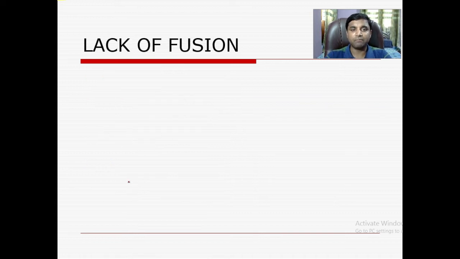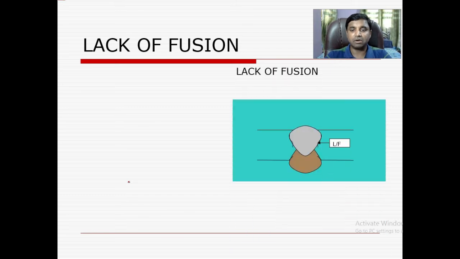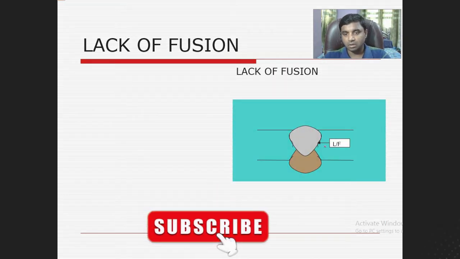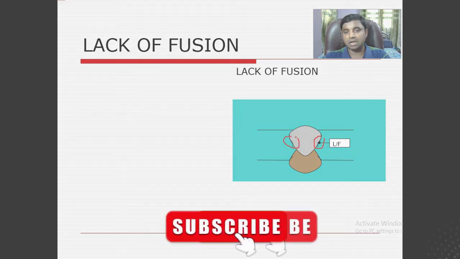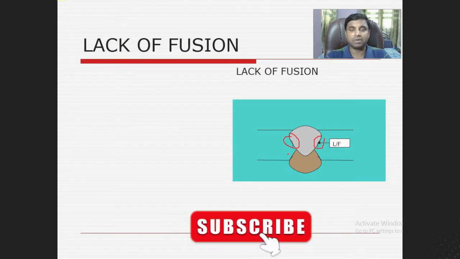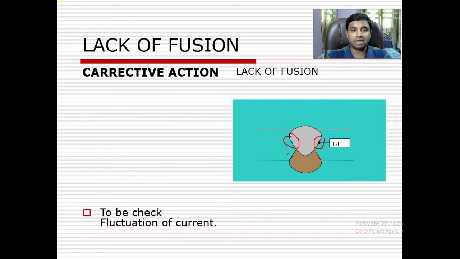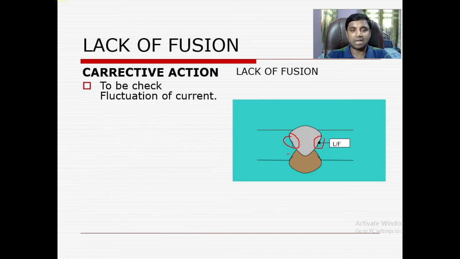Now lack of fusion. So you see here lack of fusion. In this area and in this area, there is a lack of fusion. This fusion has not been done correctly. So what will be the corrective action? Corrective action is to check the fluctuation of current. You have to check the fluctuation of current, because of fluctuation of current, maybe it is not fusing properly.